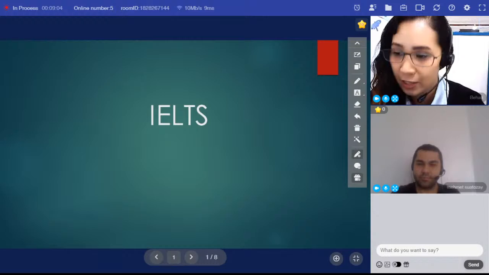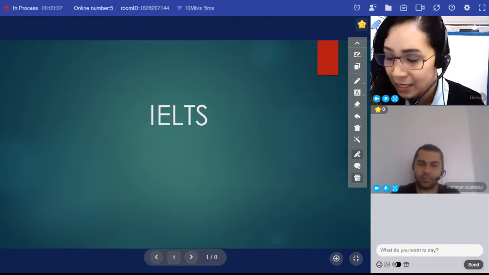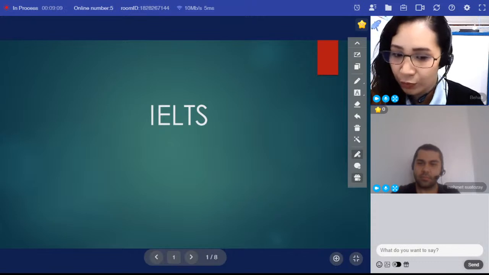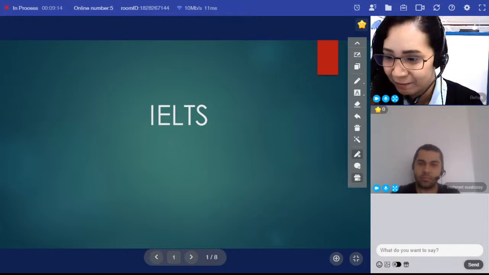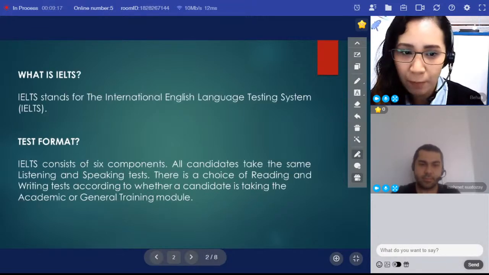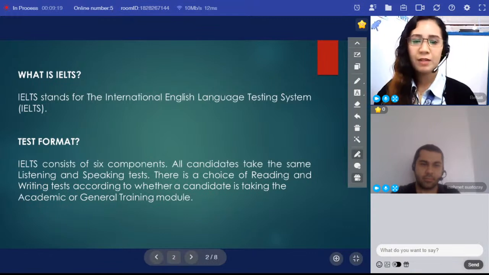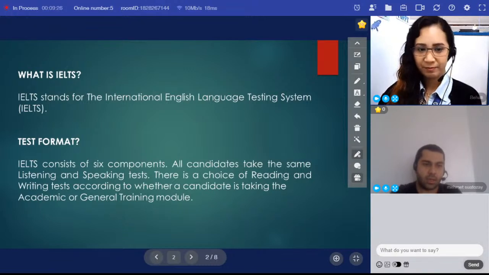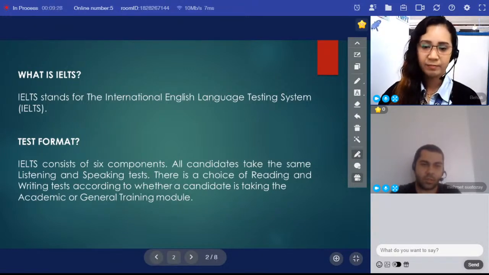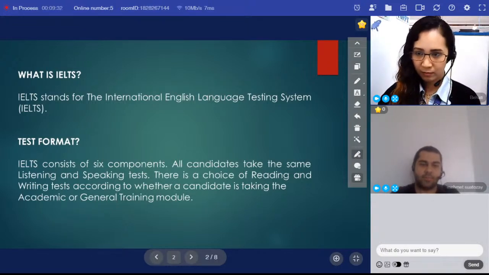So for the first half of our class, we're going to discuss IELTS, just an overview, and then we're going to have a practice test later. Okay, so let's start by having the meaning first. Could you please read what is IELTS? IELTS stands for the International English Language Testing System.